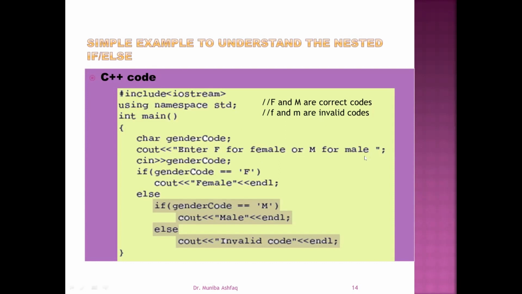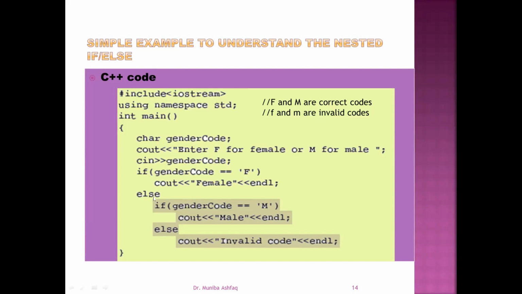So when the user sees this message, he will either enter F or M, but there is a case that the user may enter some other letter or something other than that. So whatever value is entered by the user will go into this variable gender code. And then if gender code equal to F, we are applying a condition on this code. If it's equal to F, we have to display female.